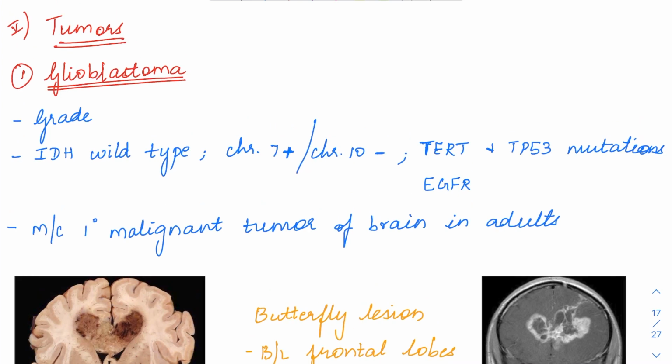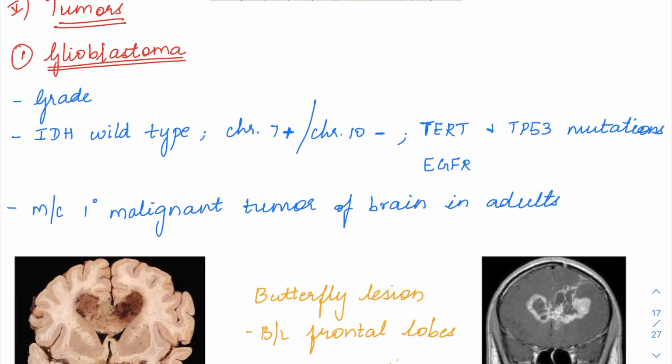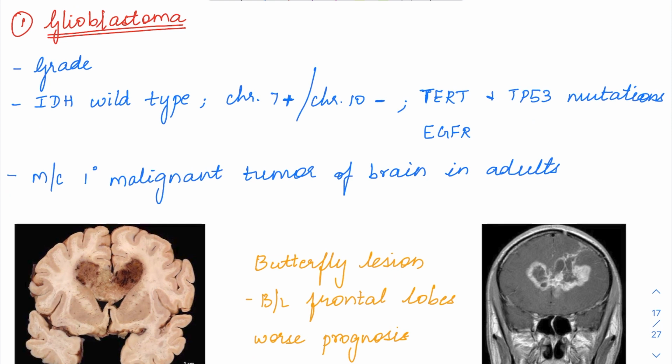Next, moving on to the tumors, CNS tumors. So we'll see only a very few CNS tumors. Starting from glioblastoma, it is the most common primary malignant tumor. Remember, the most common malignant tumor in the brain is again metastasis. But if they are asking specifically for a primary malignant tumor in the brain, it is going to be glioblastoma.